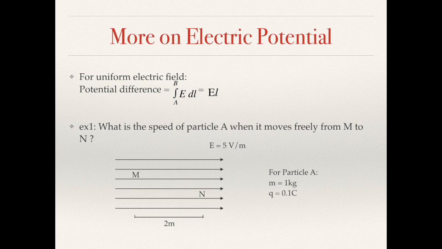So now for some special cases about the electric potential. What if the electric field is uniform, as is shown in the last slide? The potential difference between two points is the integral of E times dl from A to B. Because the E here is constant, this integral is merely equal to E times L. As an example, let's calculate the speed of particle A when it moves freely from M to N, and the horizontal distance between M and N is 2 meters.